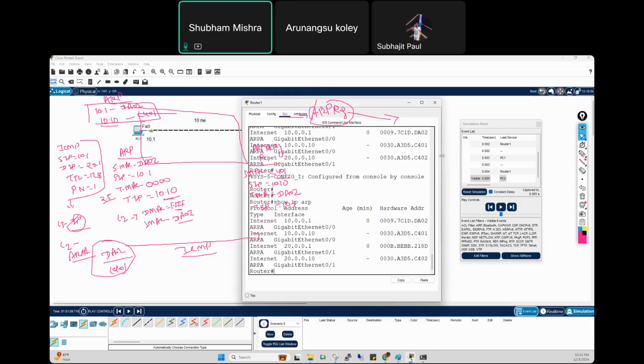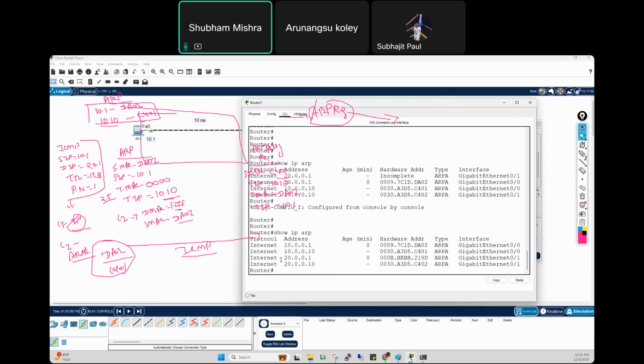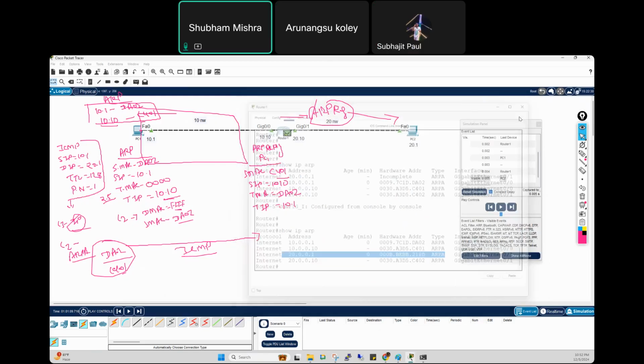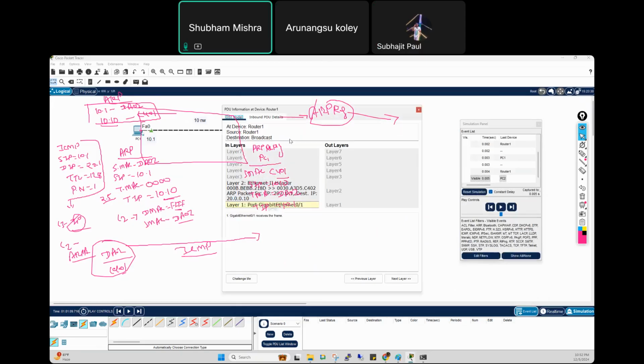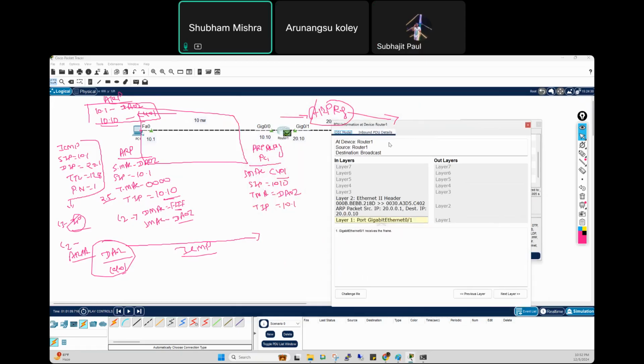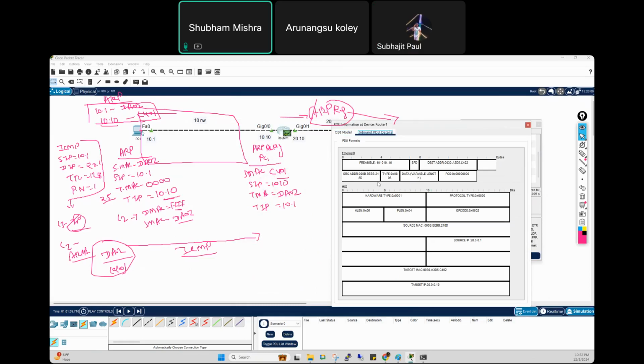Now run the same command. See, now 20.10 20.1 के लिए MAC address दिख रहा है. Yes or no? अब उसने क्या किया? अपने ARP टेबल में लर्न कर लिया. क्लियर गाइज, एवरीवन? डन ना? ओके. तो उसके ARP टेबल में एंट्रीज आ गई. क्लियर ना एवरीवन?